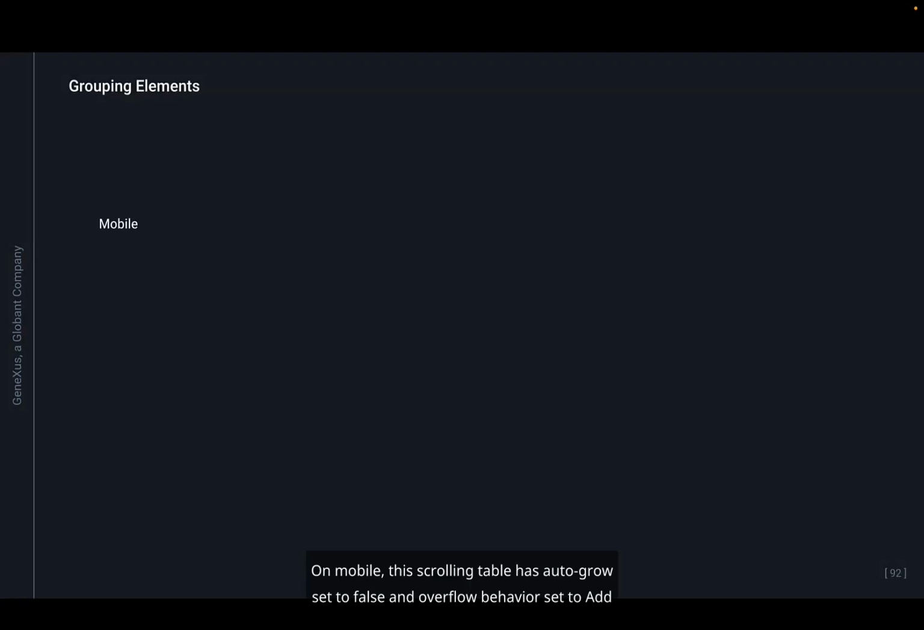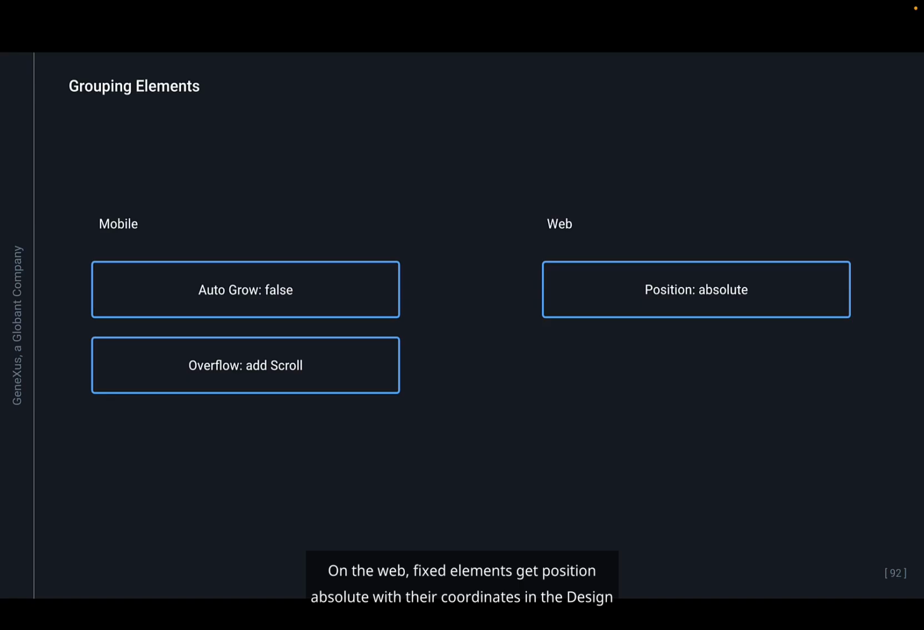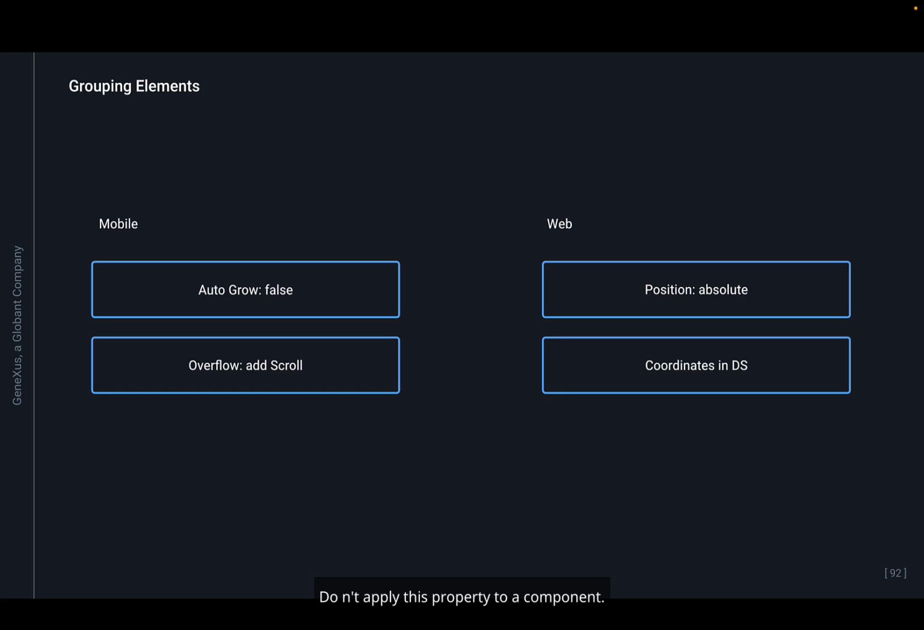On mobile, this scrolling table has autogrow set to false and overflow behavior set to add scroll. On the web, fixed elements get position absolute with their coordinates in the design system. Don't apply this property to a component. The position is defined relative to the component, not the frame where it's instantiated.